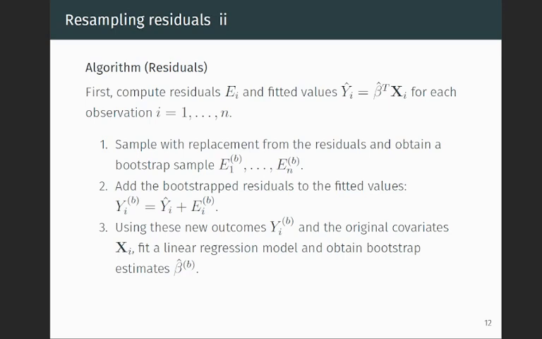And now what we essentially have is new outcome variables, and we use those new outcome variables and the original covariates to fit the linear regression model and obtain bootstrap estimates beta hat^b. That's why we call it resampling the residuals, because the resampling happens at the level of the residuals, and then we build new outcomes out of this. But the x's here are fixed. That's the key thing.